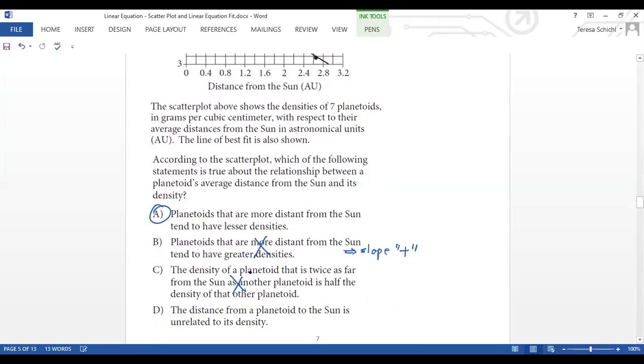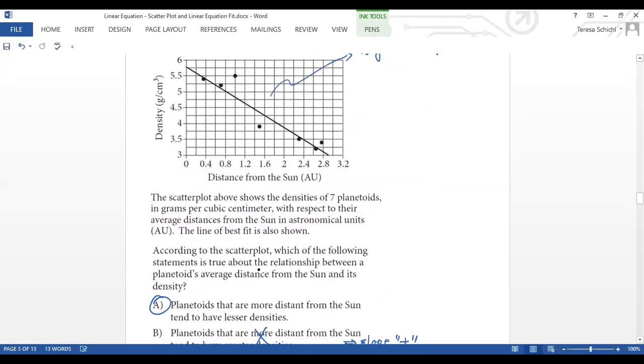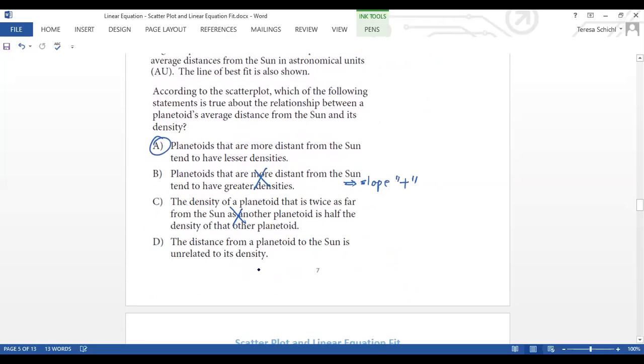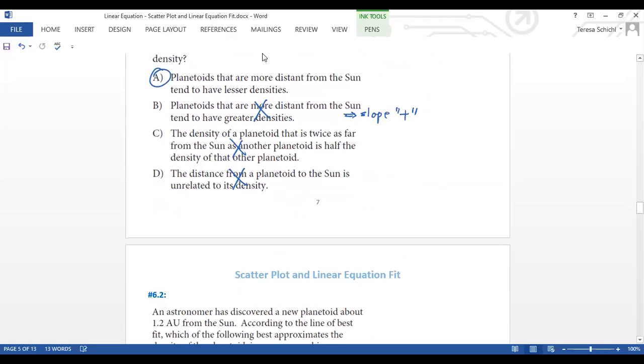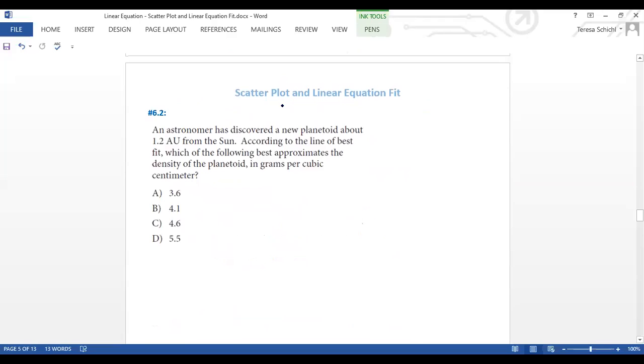The distance from a planet to the sun is unrelated to the density. That is not true either, because we do see negative correlations, right? See here. Okay, now let's take a look.